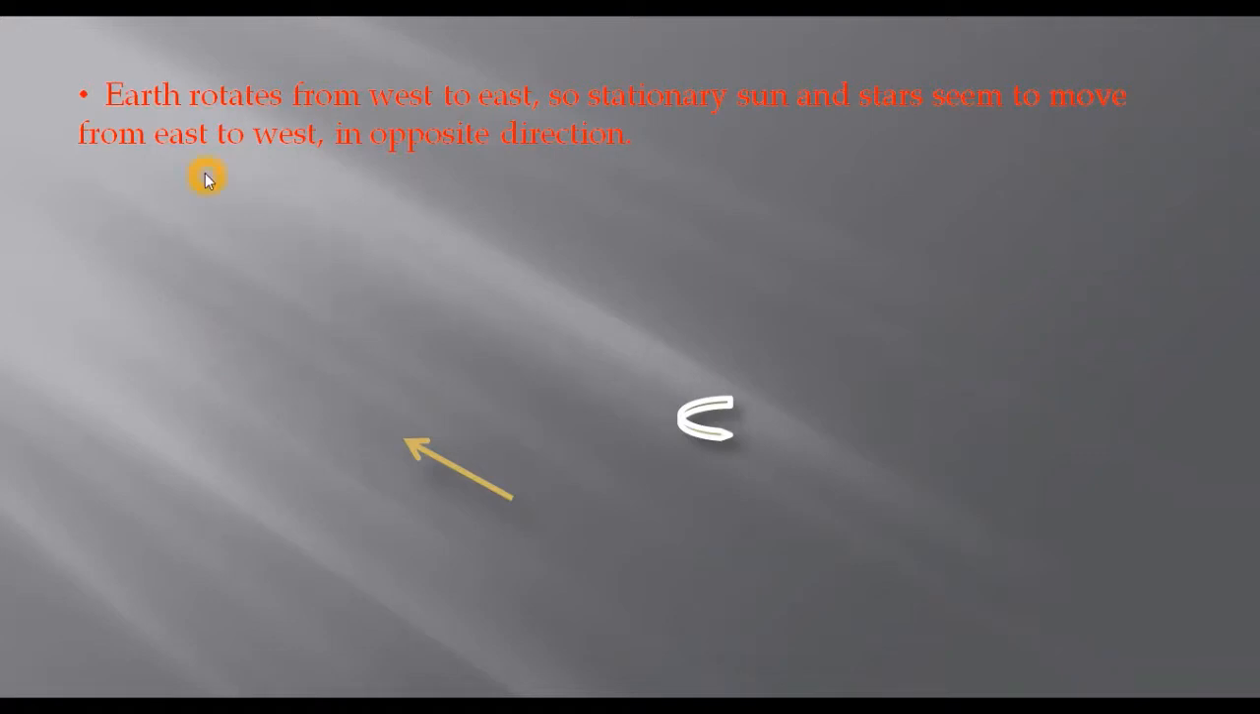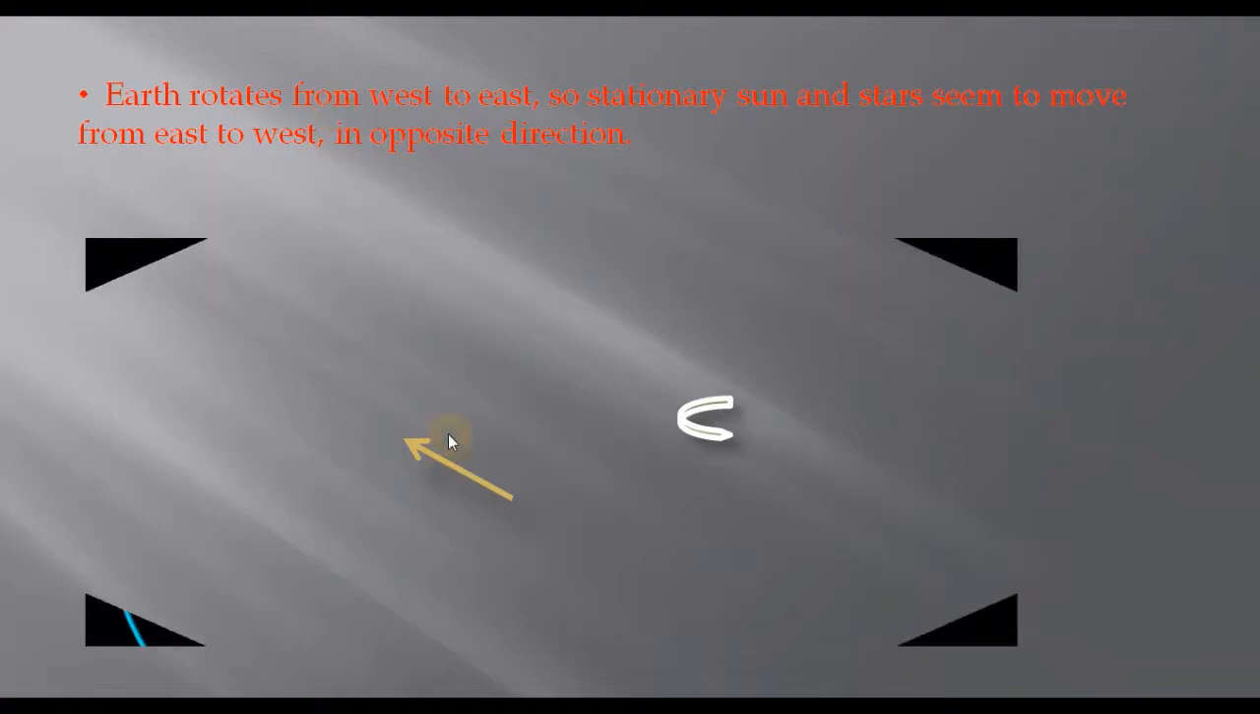Now what happens? We all know that Earth rotates on its own axis. So basically Earth rotates on its axis from west to east. What happens when Earth is rotating? We are present on the Earth, right? When Earth rotates from west to east, the rest of the objects, the stationary sun and stars, seem to move in the opposite direction. That means it appears that the sun and stars are moving from east to west. So this is the apparent motion of stars from east to west, and it is due to the rotation of Earth from west to east on its axis.